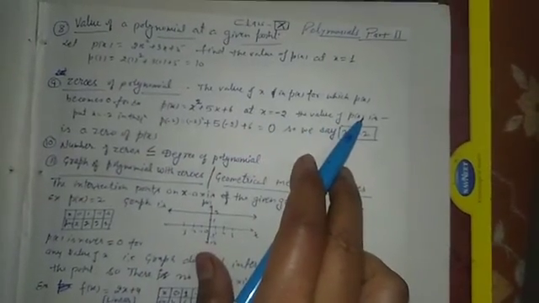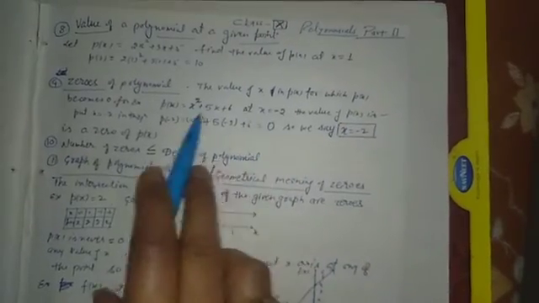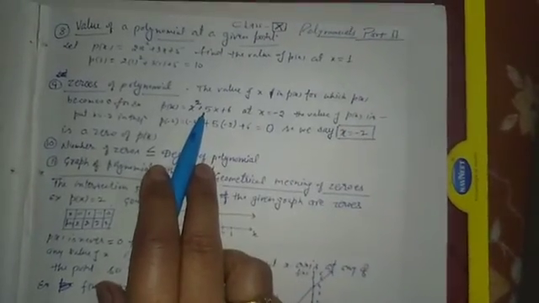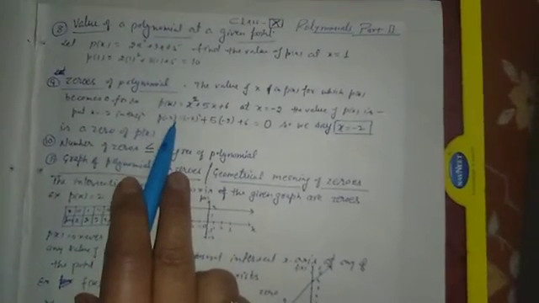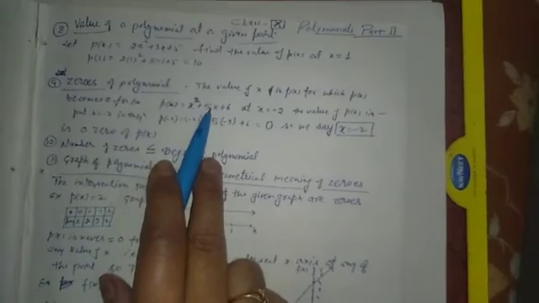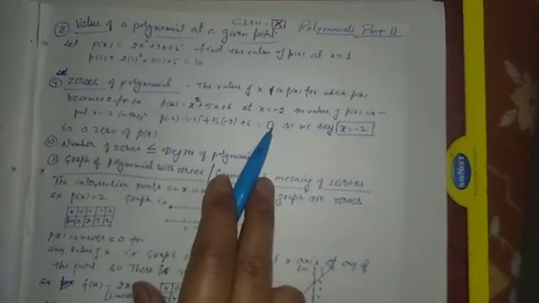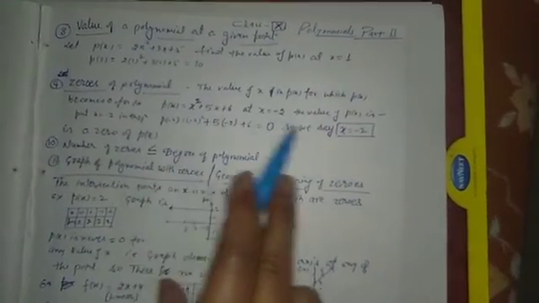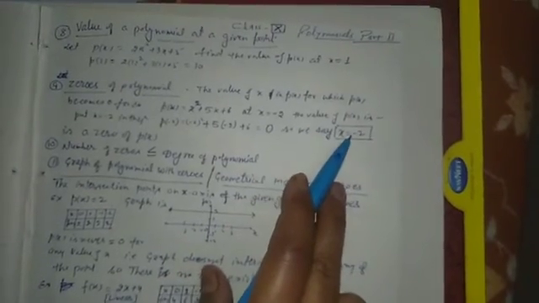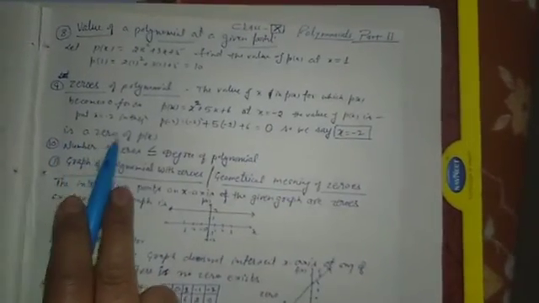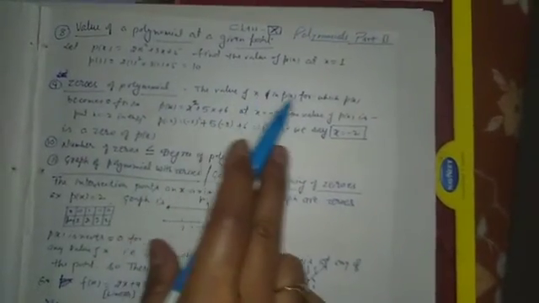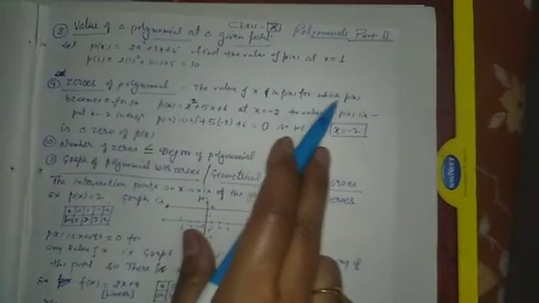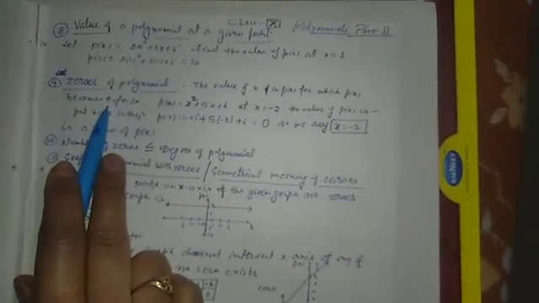The value of p(x) when we put x equals minus 2 in this polynomial: p(-2) = (-2)² + 5(-2) + 6. The answer is what? 0. So we can say that x equals minus 2 is a zero of the polynomial. So what is the zeros? The value of x which makes any polynomial 0. So this is the zeros of the polynomial.